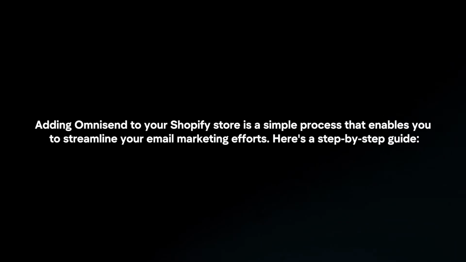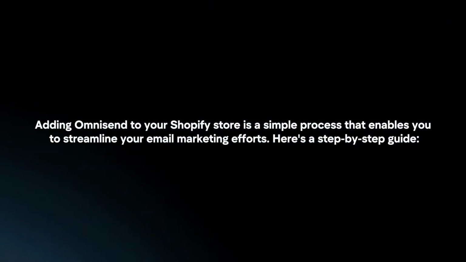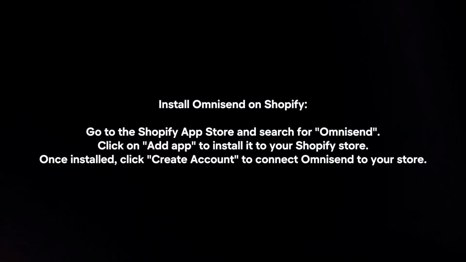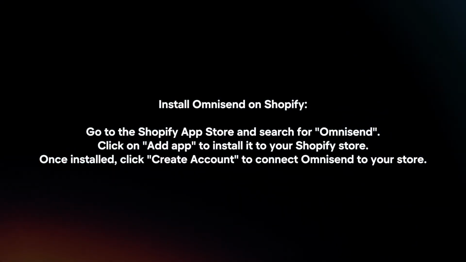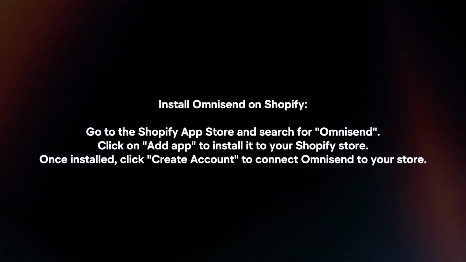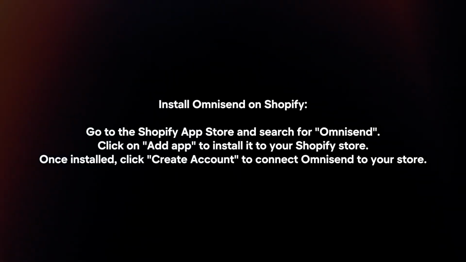Adding Omnisend to your Shopify store is a simple process that enables you to streamline your marketing efforts. Here's a step-by-step guide. Install Omnisend on Shopify. Go to the Shopify App Store and search for Omnisend. Click on Add App to install it to your Shopify store. Once installed, click Create Account to connect Omnisend to your store.